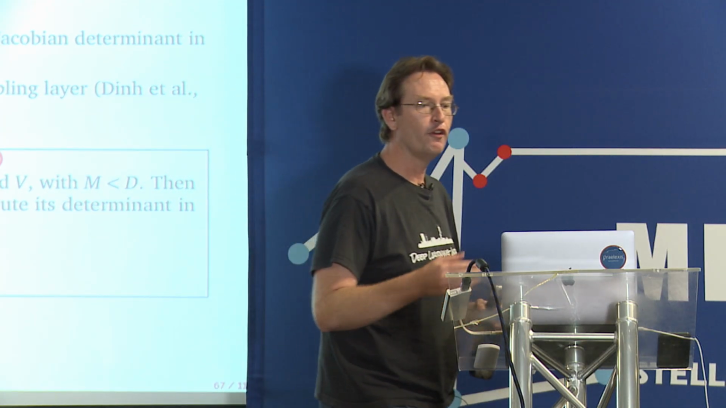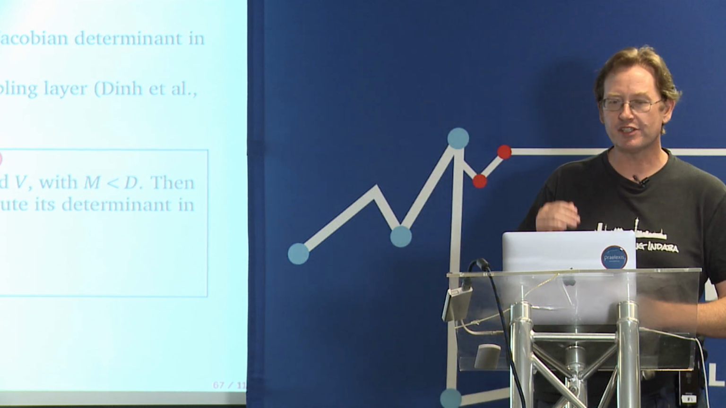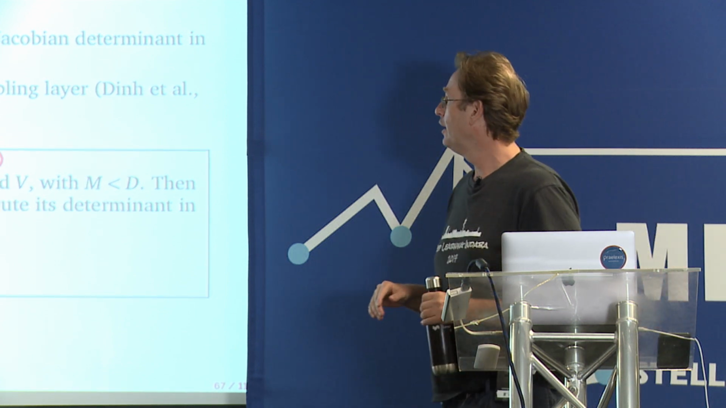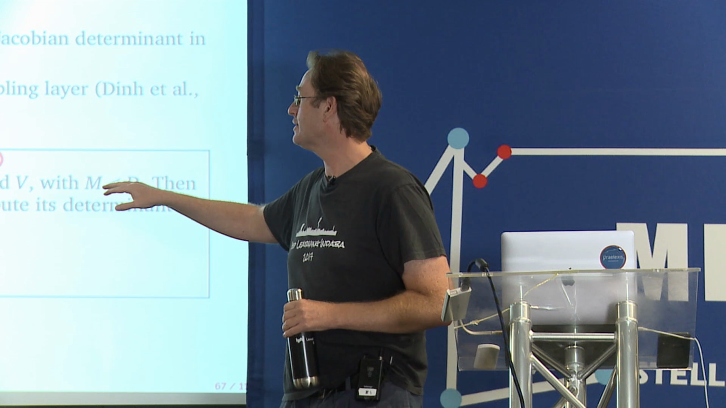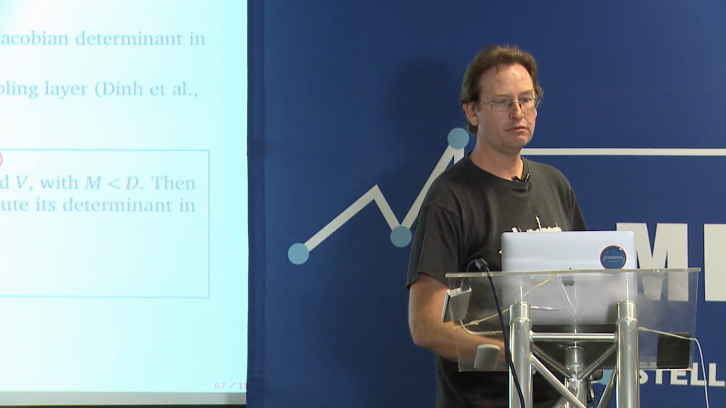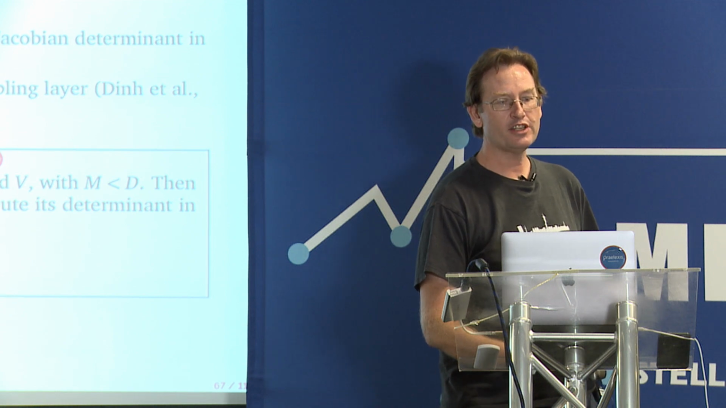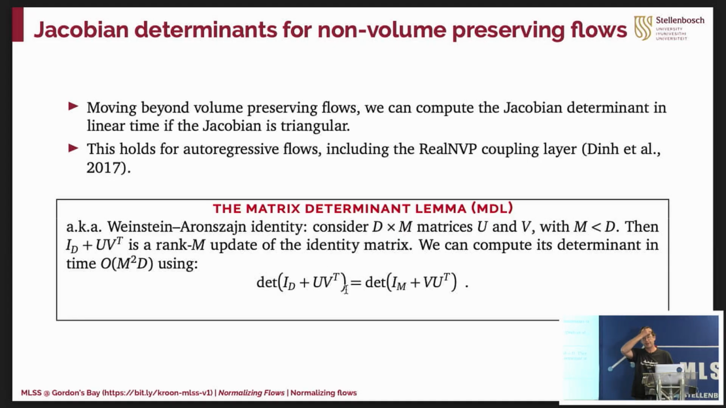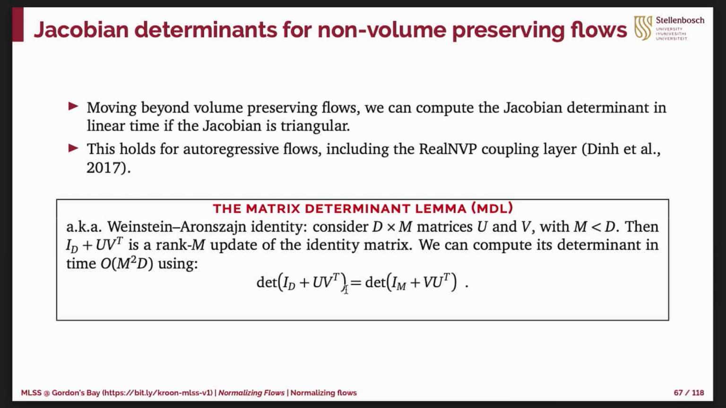Okay, so the first tool we get here is something called the matrix determinant lemma. Now, the matrix determinant lemma tells us how to get the determinant of a certain kind of matrix. This kind of matrix is called a rank M update. Basically what we're doing is we're taking the identity matrix and then adding a little bit to that matrix, and the change we make to the identity matrix is a low rank matrix.